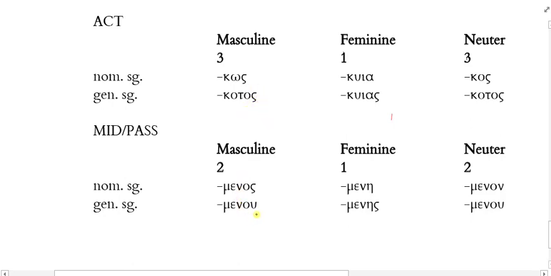And then menos, menu, mene, menes, menon, menu. These are all the same that you've seen for the other middle passive forms. So there's nothing new here. There's no tense formative, so you don't have to worry about that. Okay?